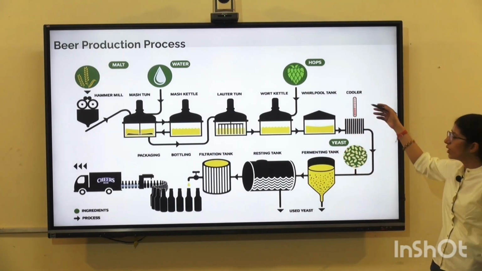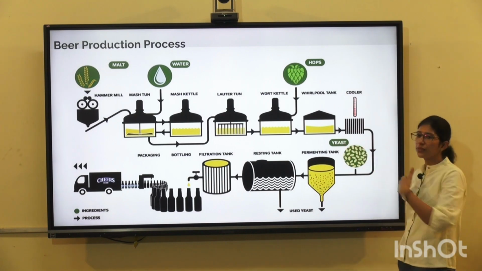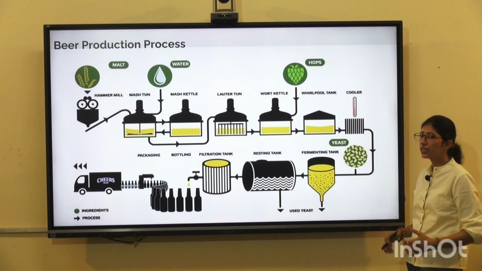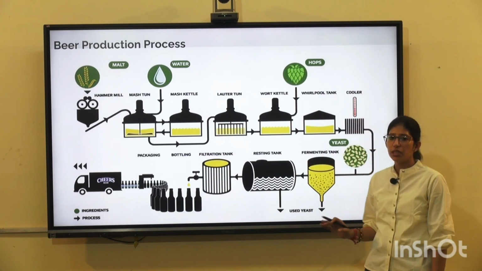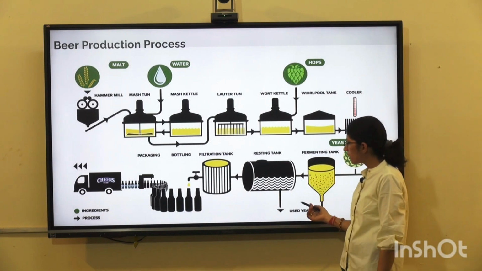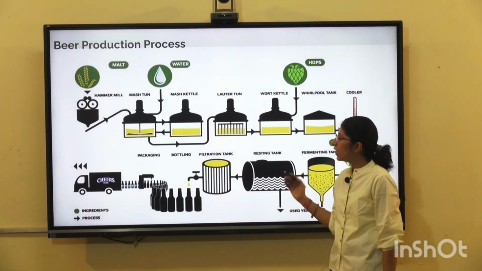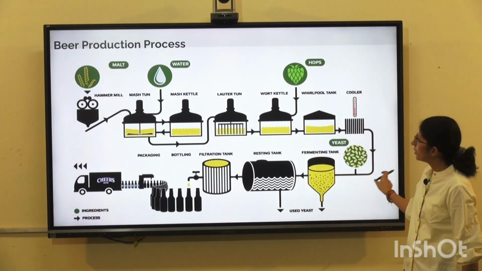It is sent to the cooler. This cooler is a type of plate heat exchanger. Why only a plate heat exchanger? So the surface area could be enhanced and the cooling could be achieved much earlier. Further, after a certain cooling, it is sent to the fermentation tank with the addition of yeast. Further, used yeast is filtered out and it is sent to the resting tank. After the resting tank, filtration, bottling, and packaging are done on the beer.